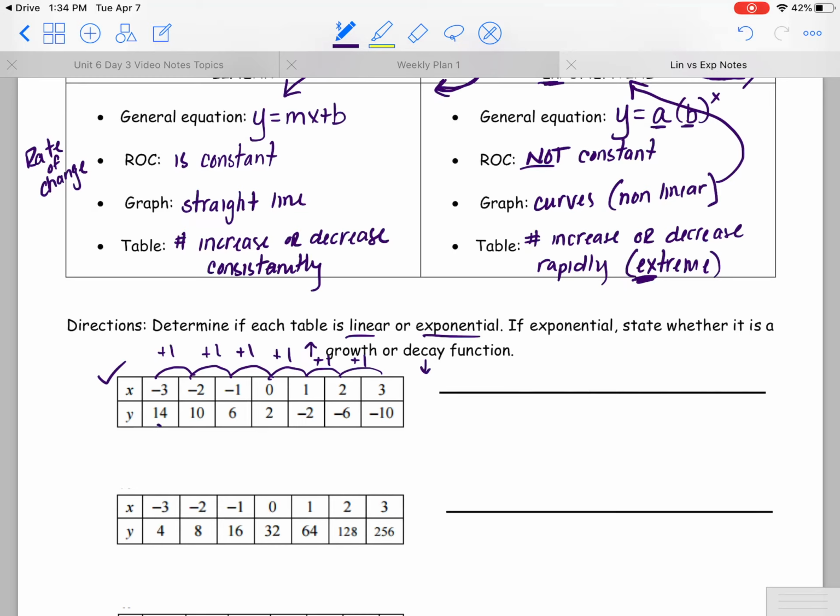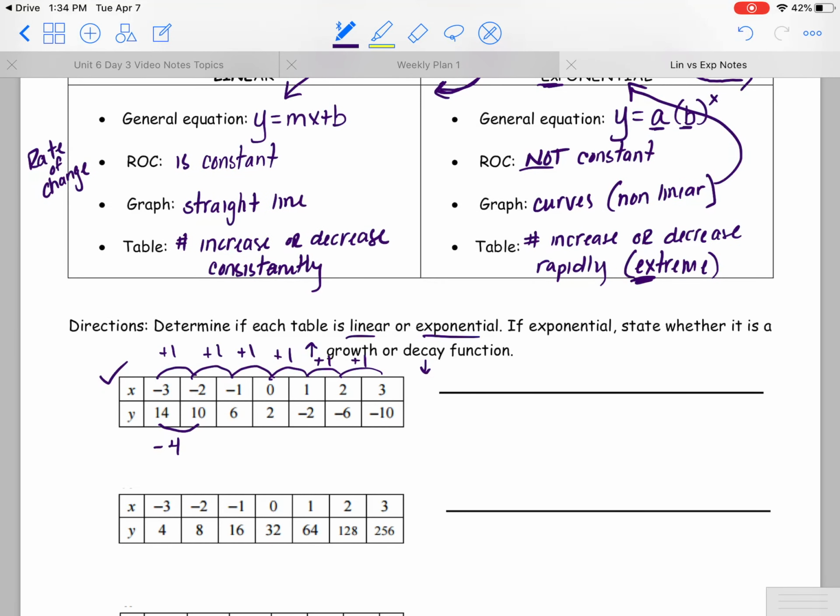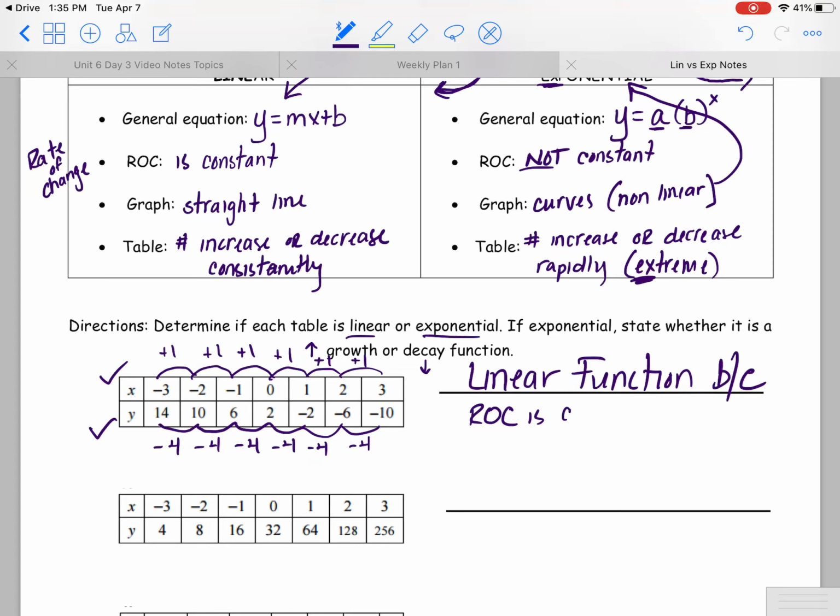Now let's take a look at my range, or my y values. How would I go from 14 to 10? That means I must have gone down 4. 10 to 6, went down 4. 6 to 2, went down 4. And always double check, because not all the time are they going to be the same. So this one, my range is also consistent. That means this represents a linear function, specifically because my rate of change is constant.